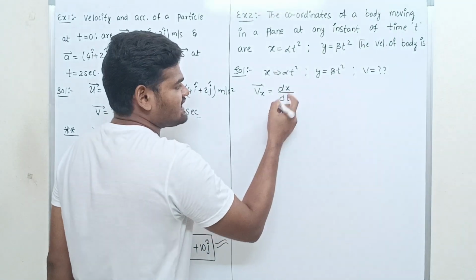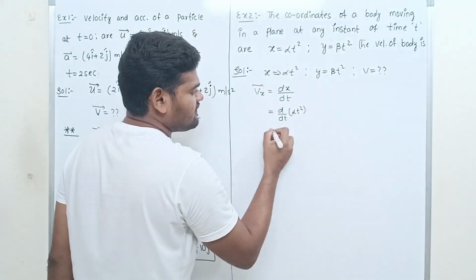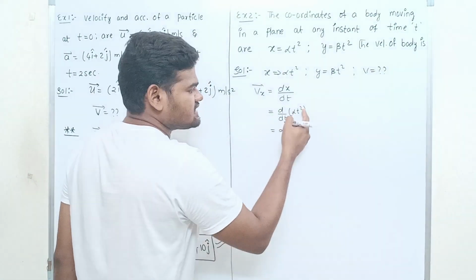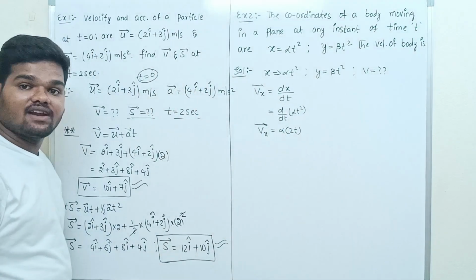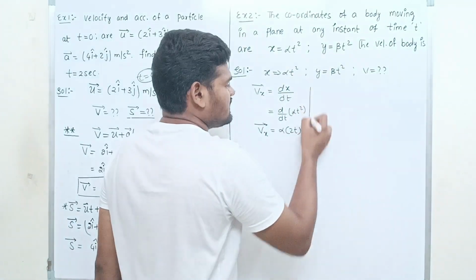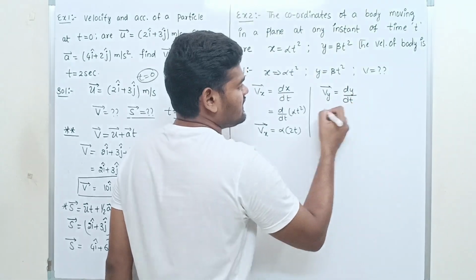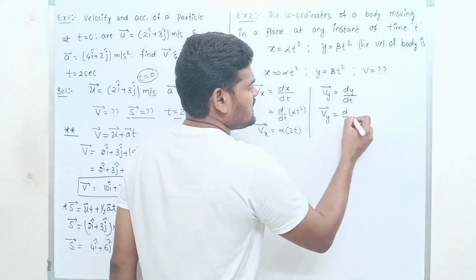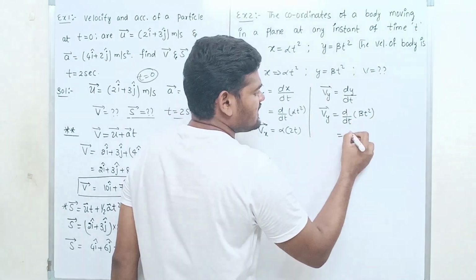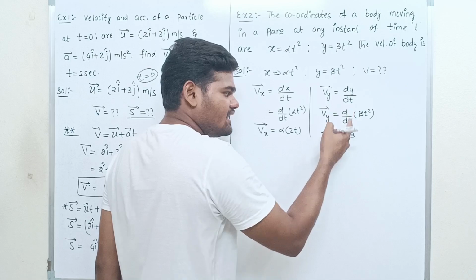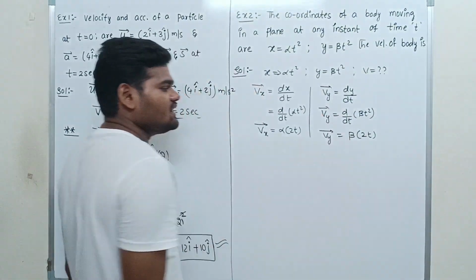So d by dt of x, which is alpha t square. Alpha is constant, and the differentiation of t square is 2t. So this is vx, the velocity along the x direction. Next, if you want to find vy, vy equals dy by dt. So vy equals d by dt of y, which is beta t square. Beta is constant, so it comes outside. The differentiation of t square is 2t. So this is vy.